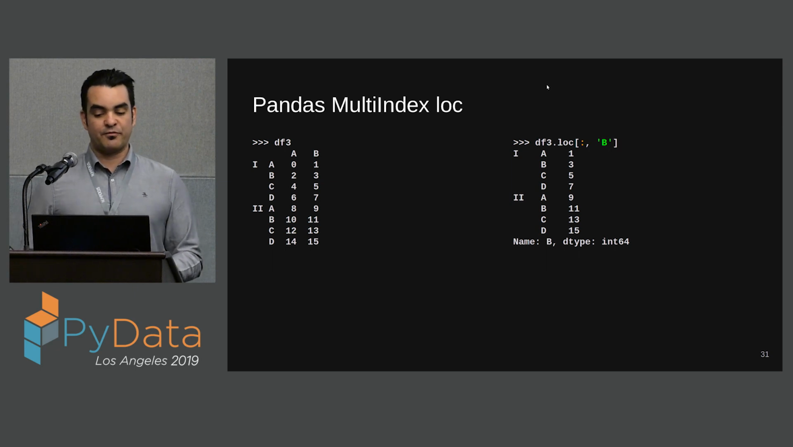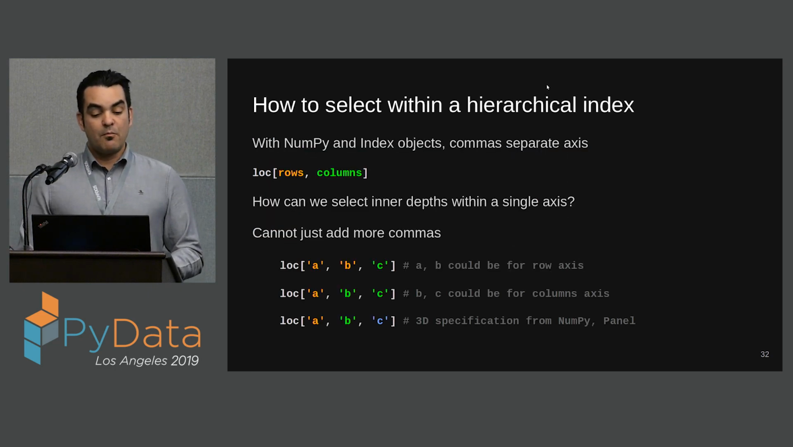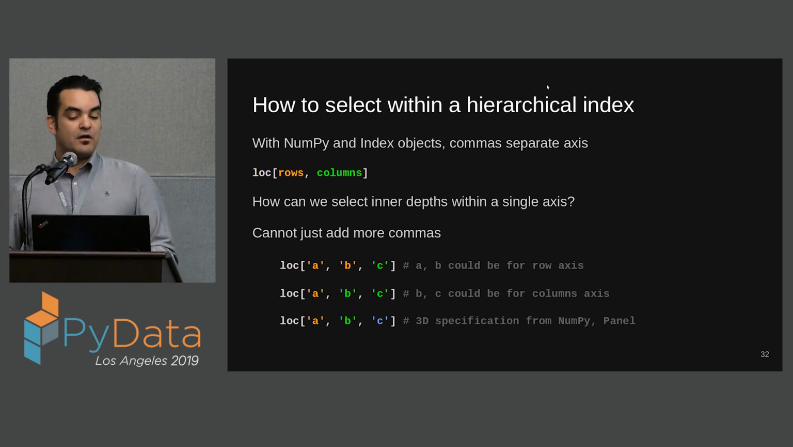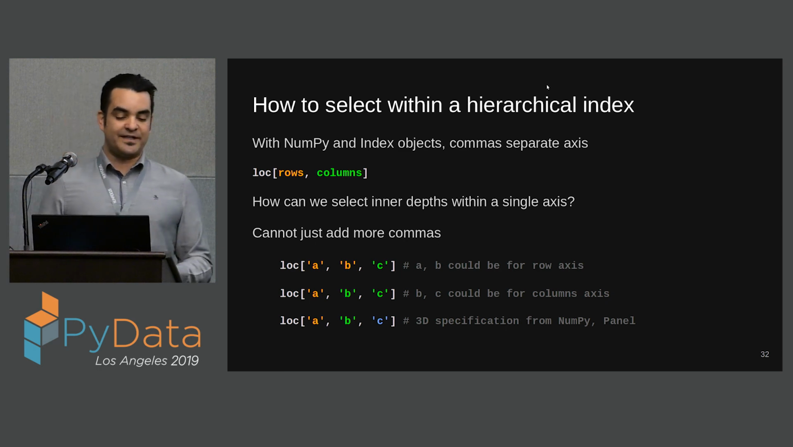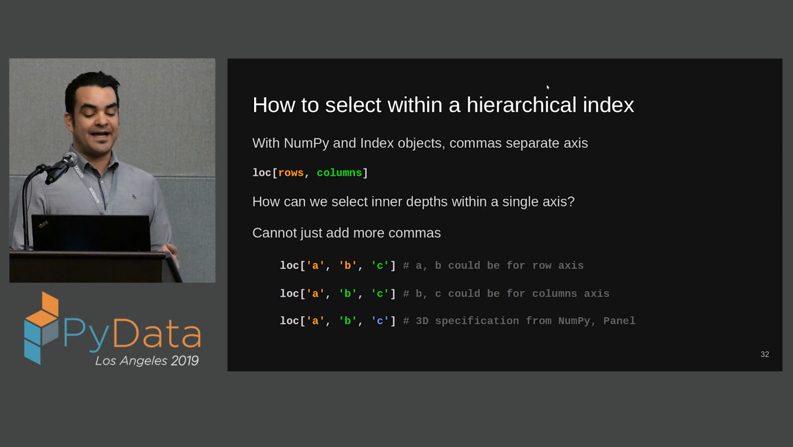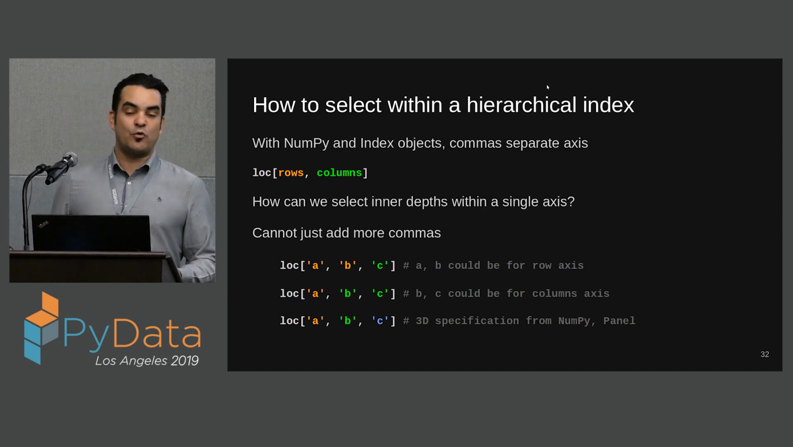So in this example, we're providing the null slice as the first argument to select all rows, and we're supplying B to select column B. But what do we do when we want to get inside of the hierarchical index? With NumPy and index objects, we've seen that commas separate the axes. But how do we select the inner depths within a single axis? We cannot just add more commas.